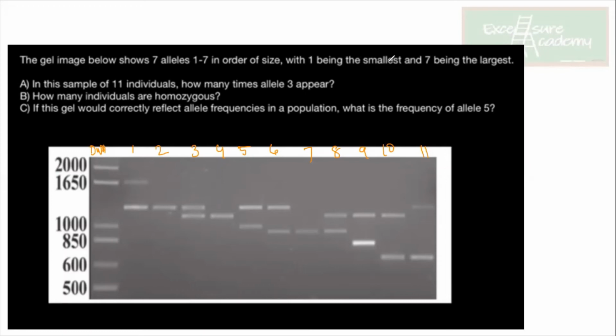Yes. Yes, Tanvi, which one is going to be the smallest one?